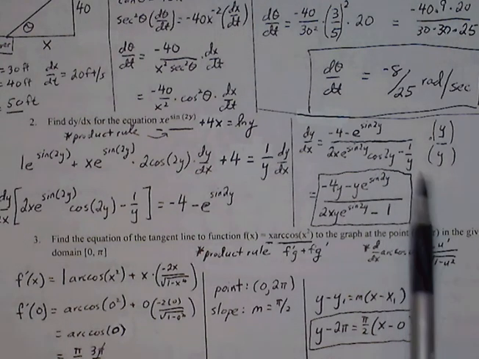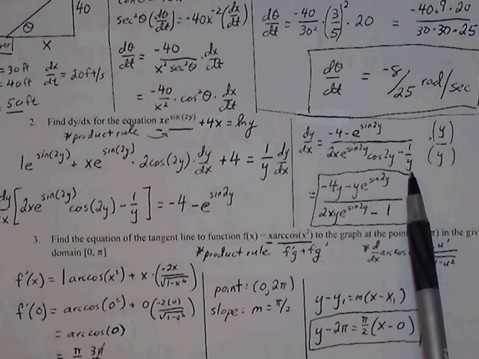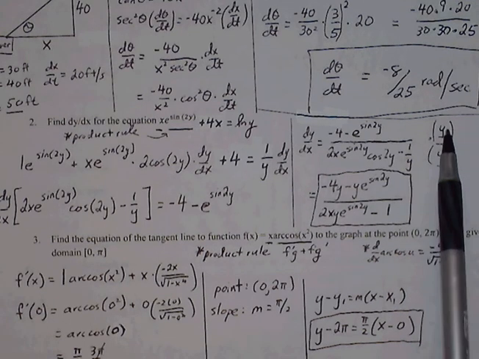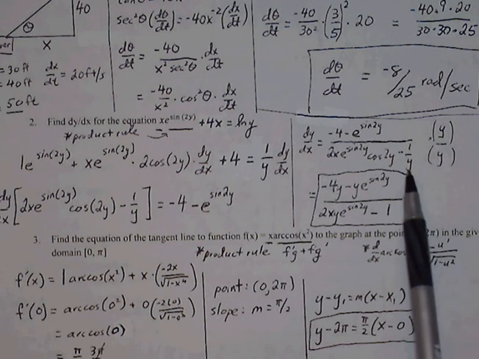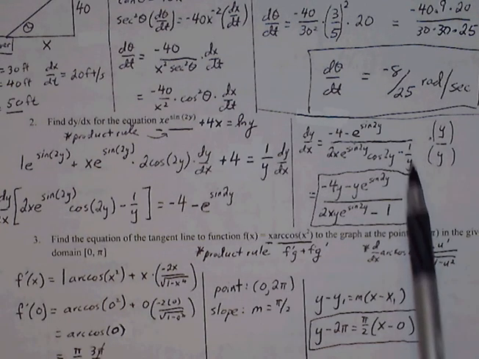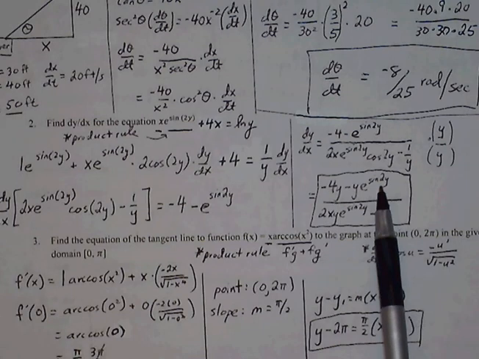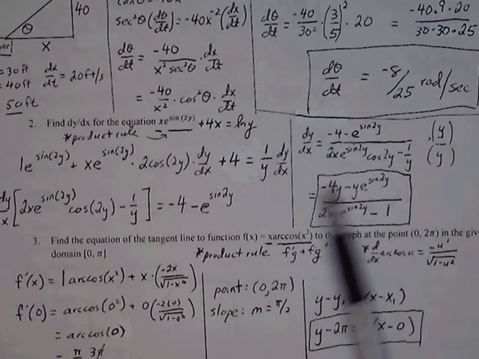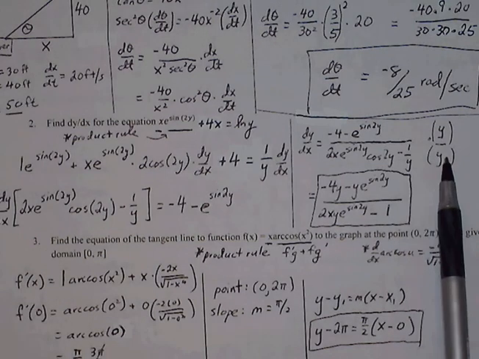I just want to get rid of the complex fraction here in the denominator, so I'll multiply the numerator and denominator by y to get rid of this complex fraction, this denominator under this 1 over y. So distribute y through, I get negative 4y minus y e to the sine 2y. Distribute the y through, 2xy e to the sine 2y, and when I distribute the y through to the 1 over y, the y's cancel out, leaving me with just 1.